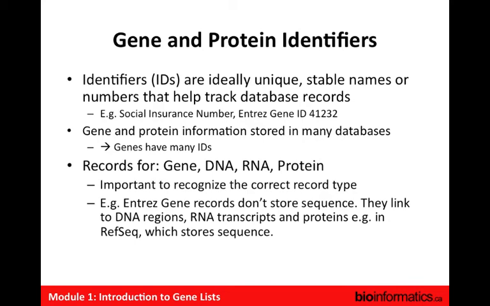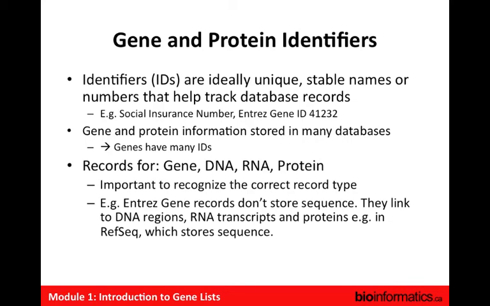Probably one of the biggest headaches that people have when dealing with gene lists is gene identifiers. So in this next section, I'm going to give you mostly some tips about how to do things so that you will reduce that headache. So identifiers are ideally unique, stable names or numbers that help track database records. So your social insurance number is an identifier, but there's also the Entrez Gene ID 41,232, which is an identifier for a specific gene.